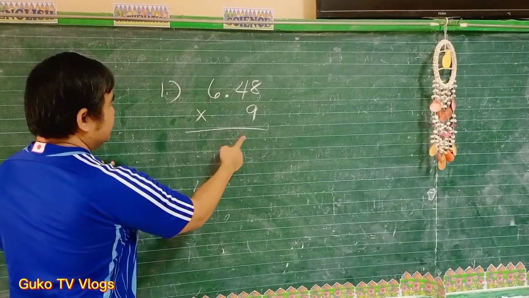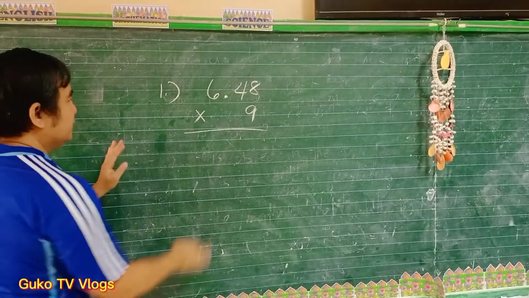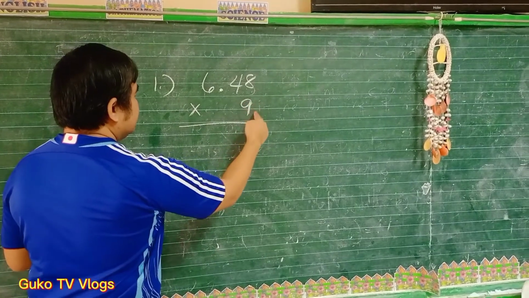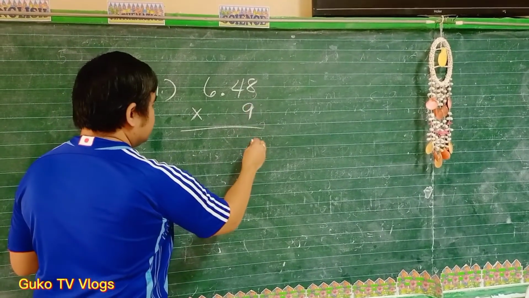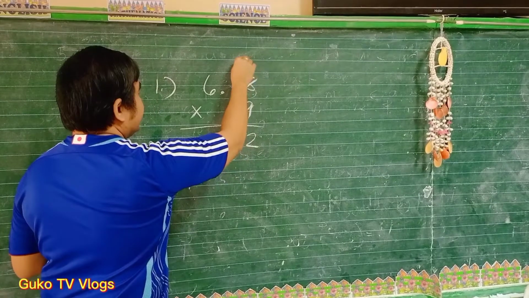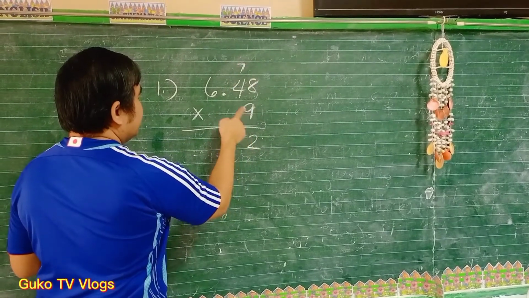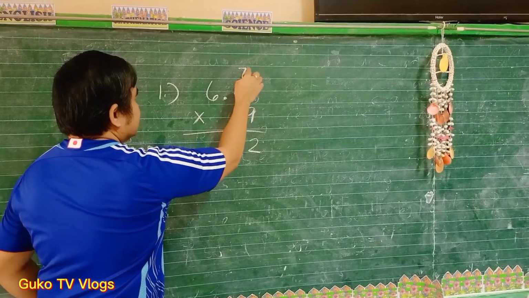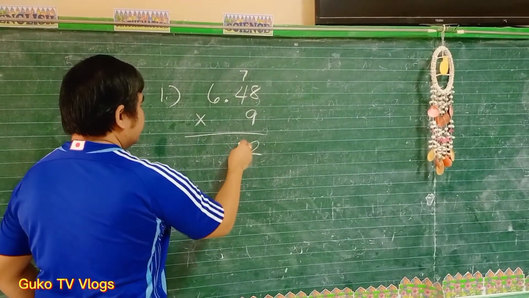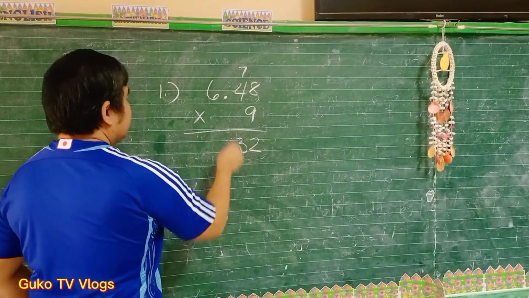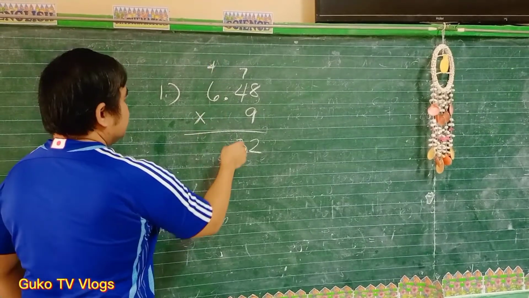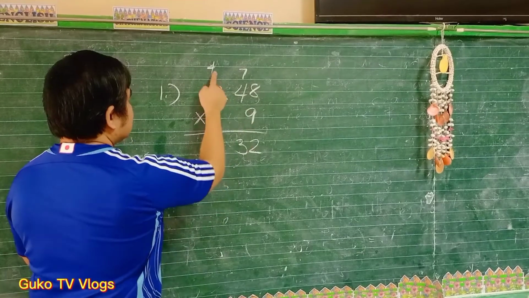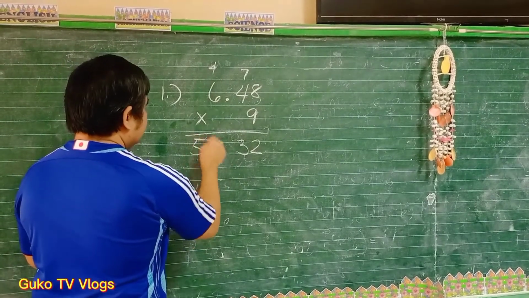6.48 times 9. So let's try to multiply this one. We'll start here. 9 times 8 is 72, so 2 carry 7. Then 9 times 4 is 36, then 36 plus 7 is 43. So 3 carry 4. Then 6 times 9 is 54 plus 4, that is 58.